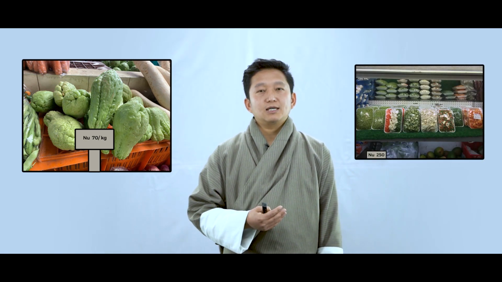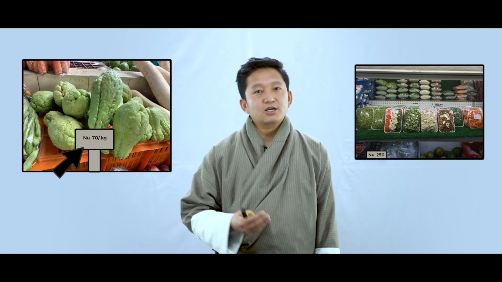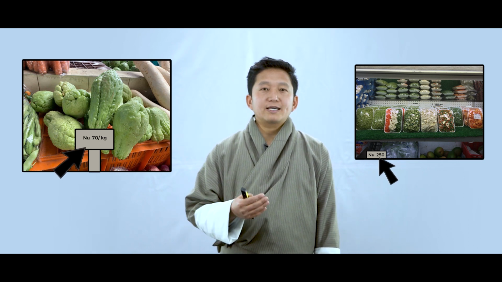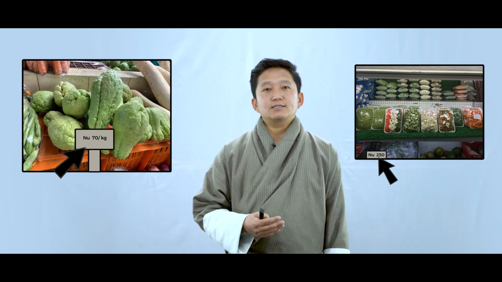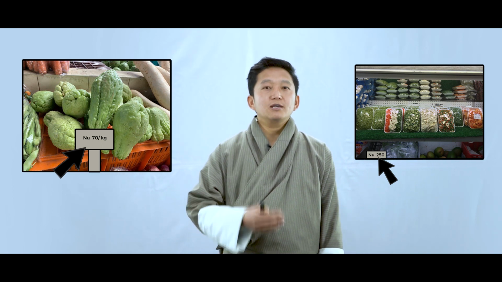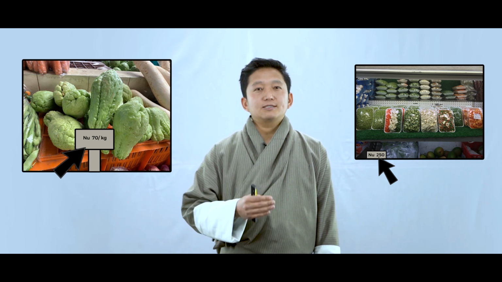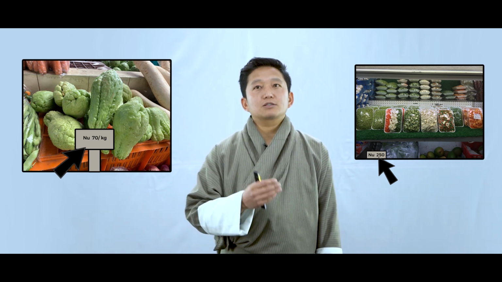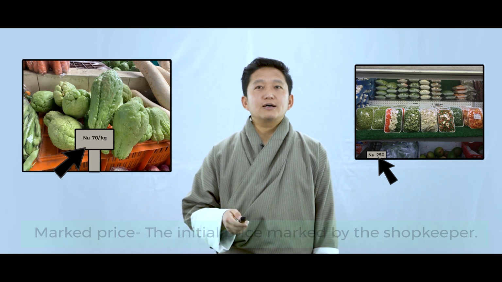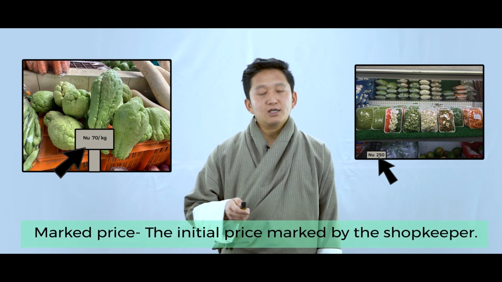Every good that is there in the market, maybe the grocery, maybe the vegetables, maybe the garments, they have the price tag. Those price tags are the initial price that is being marked by the shopkeepers. That price is called the marked price. So it is the initial price marked by the shopkeepers.